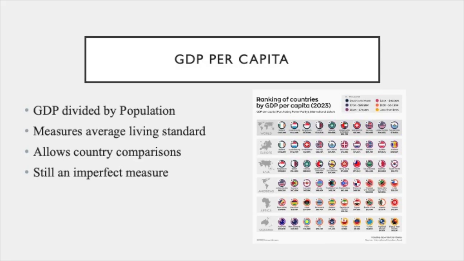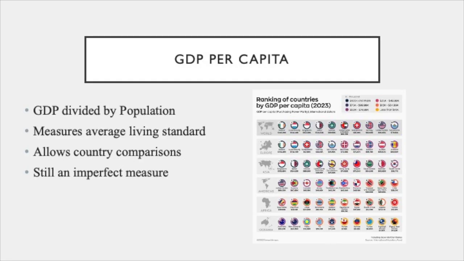You can think of GDP like a big pie. GDP per capita is like cutting that pie into slices and seeing how big each slice is. A bigger pie doesn't always mean bigger slices if there's a lot of people sharing it. It doesn't measure happiness or equality, but it's useful for comparing countries or tracking changes over time.